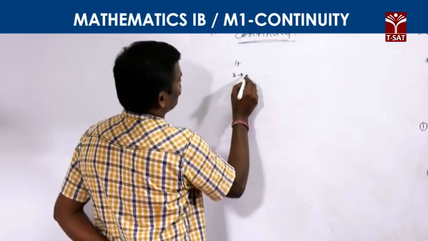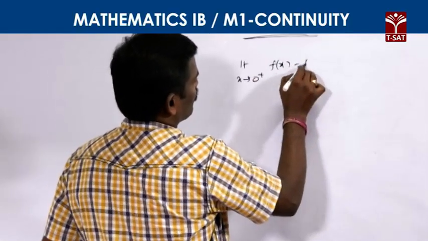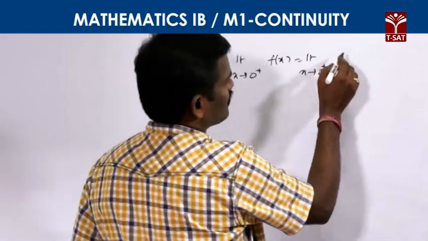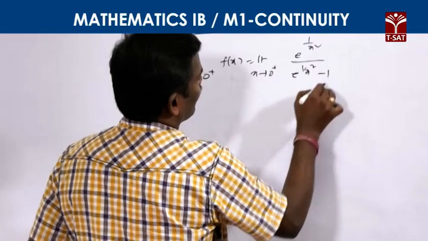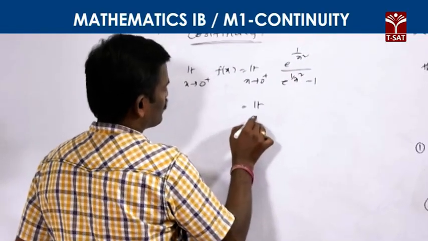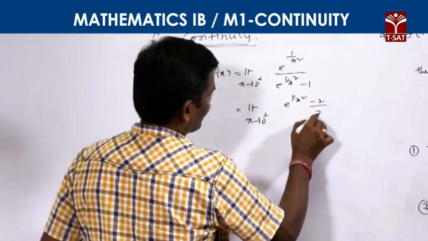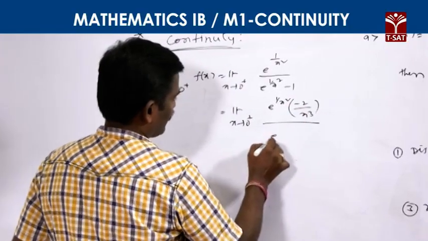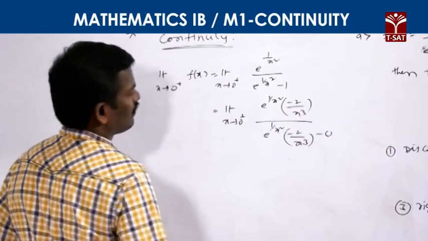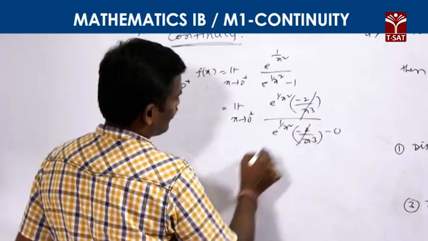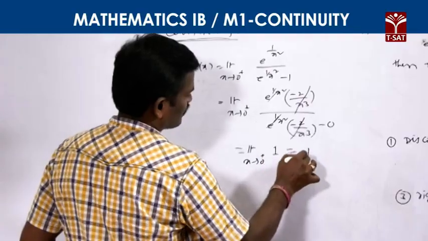So limit x tends to 0 plus, we need to check right continuity. What is the f of x function? The same function, e power 1 by x square by e power 1 by x square minus 1. Applying L'Hospital, the limit as x tends to 0 plus of e power 1 by x square times minus 2 by x cube, by e power 1 by x square times minus 2 by x cube minus 0. So this part cancels completely, and the answer is 1, a constant.